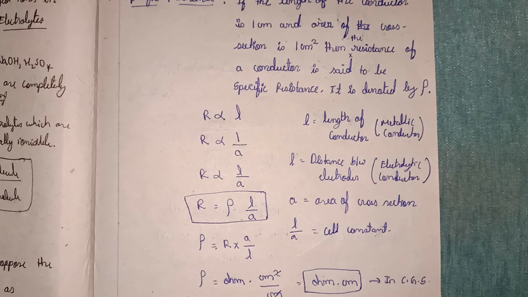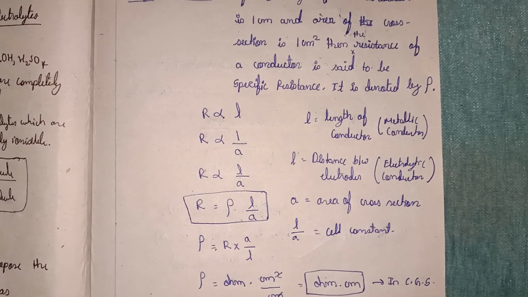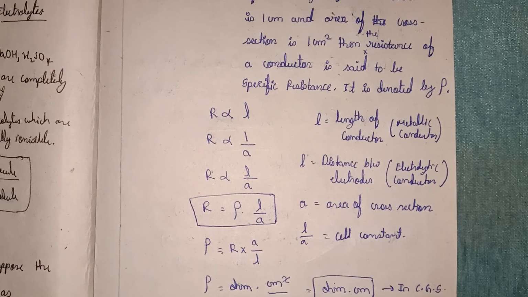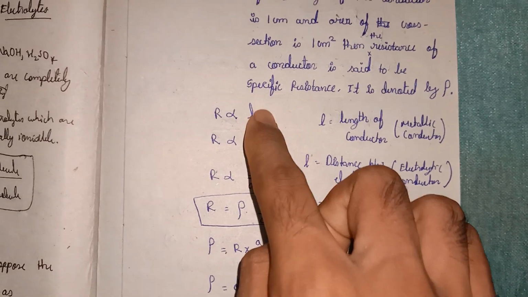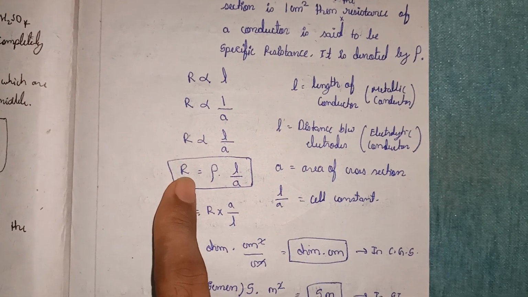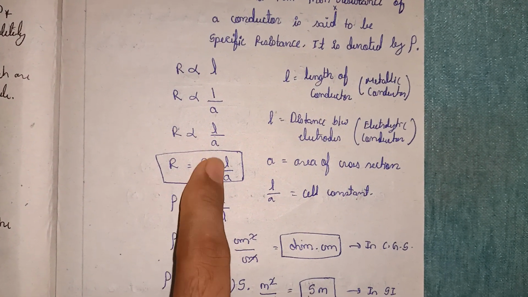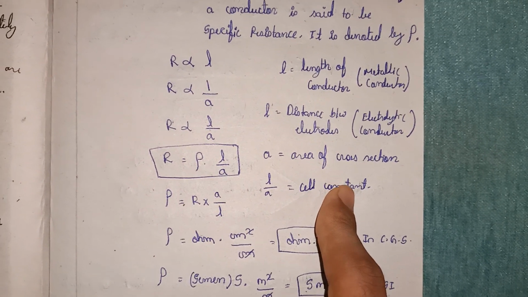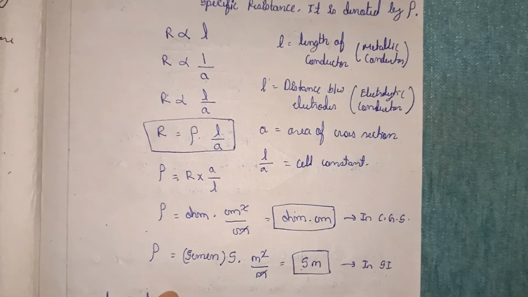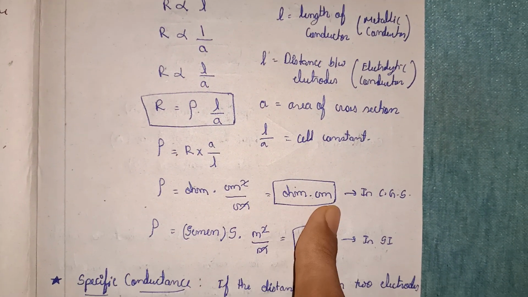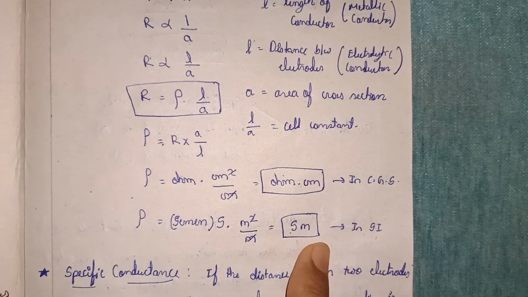And we know that resistance is directly proportional to the length of the conductor, and resistance is inversely proportional to the area of cross section. Therefore, from 1 and 2, I can say that R, the resistance, is proportional to L by A, and introducing a proportionality constant, rho, R equals rho into L by A, where rho is called specific resistance. The units of specific resistance are, in the CGS system, ohm centimeter, or in the SI system, Siemens meters.